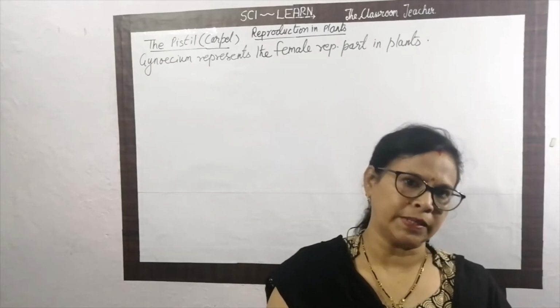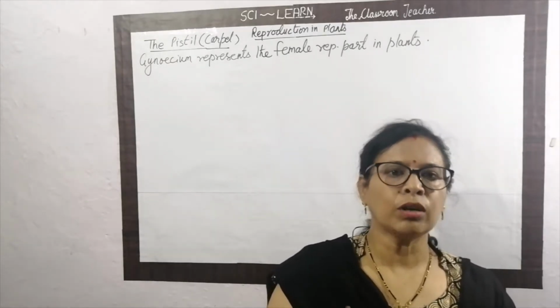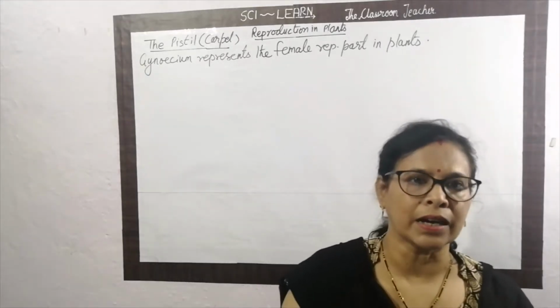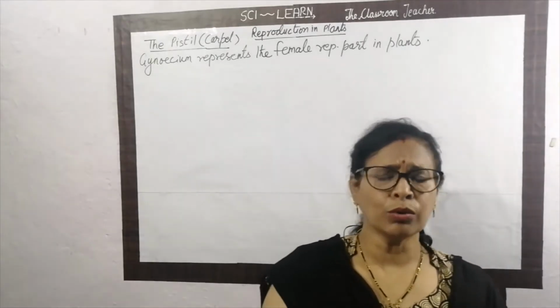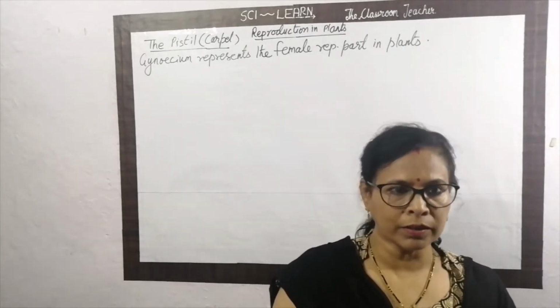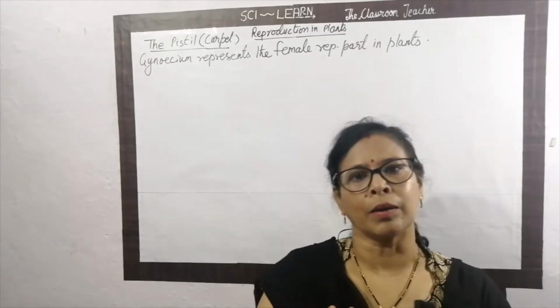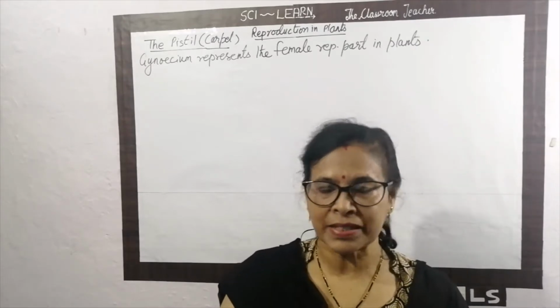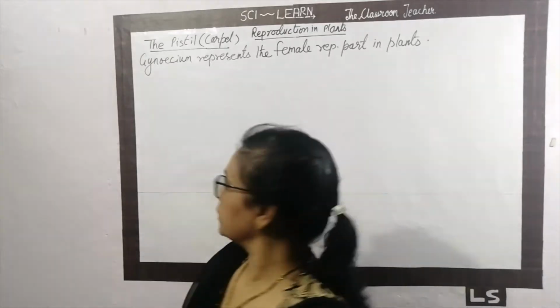On the basis of the pistil, there are two types of flower. One is called monocarpellary and the second is called multicarpellary, or monocarpous and multicarpous. Mono is one, multi is more than one. It means if one pistil is there, it is called monocarpellary or monocarpous. If more than one pistil is there, it is called multicarpellary or multicarpous.